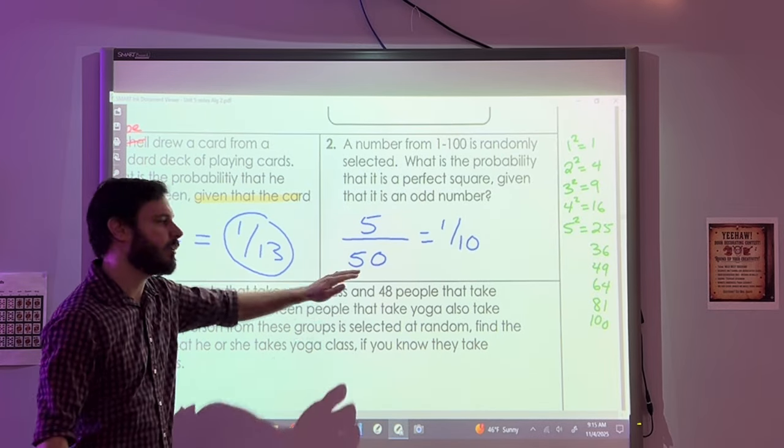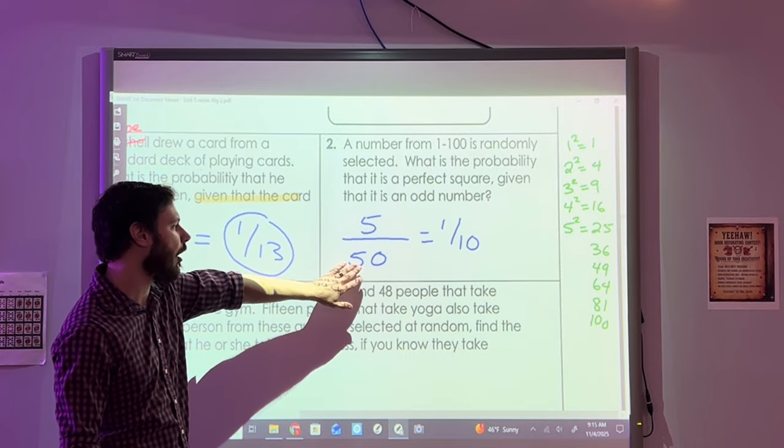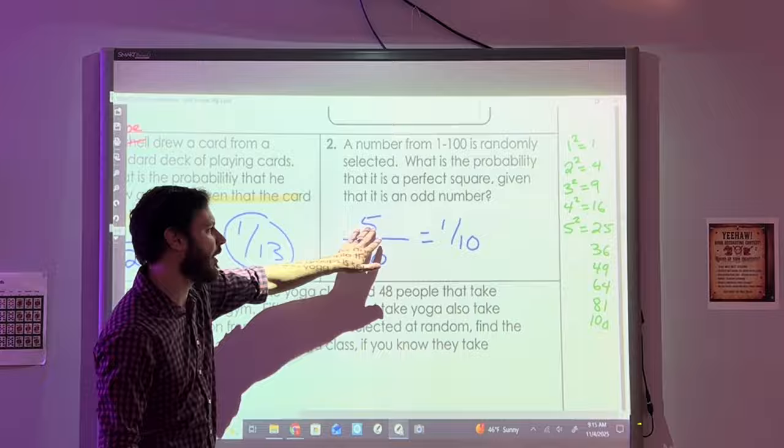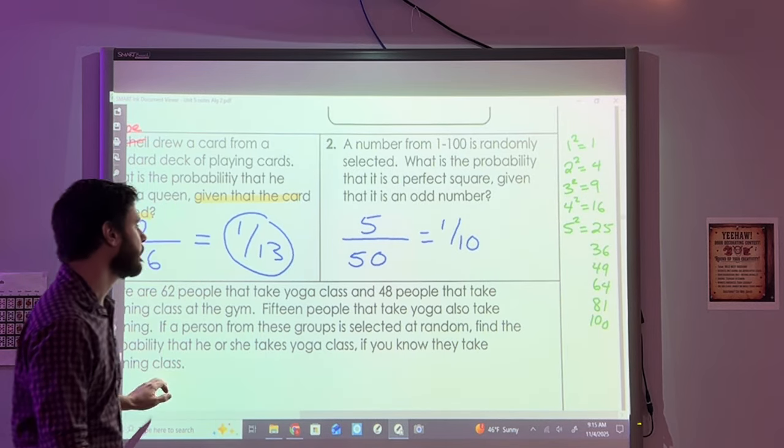Okay. So the denominator, given that it was odd, there were 50 odd numbers. Of these 50, only 5 of them fit our category of being perfect square.